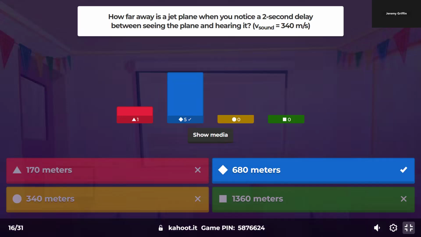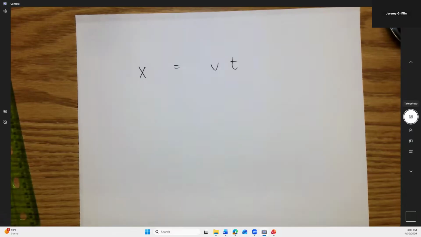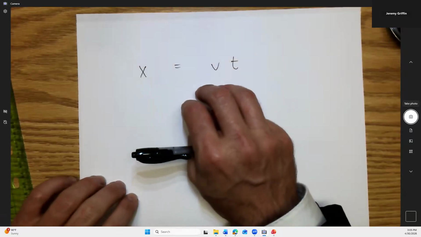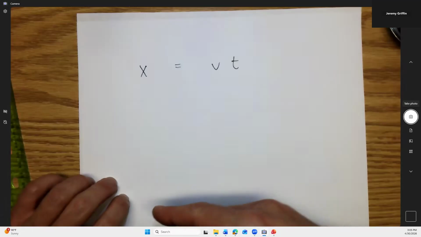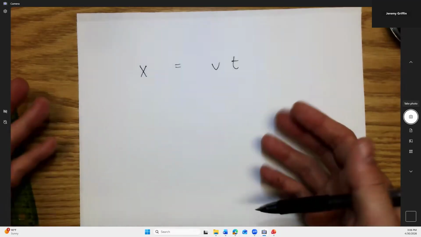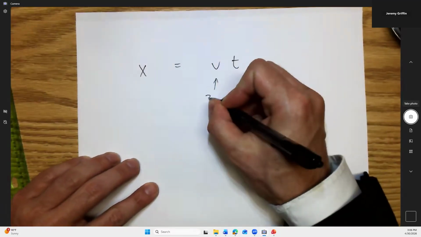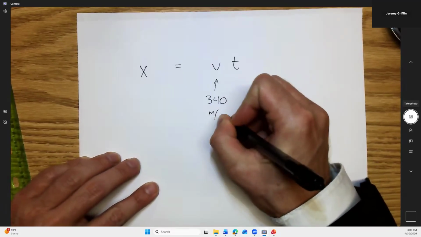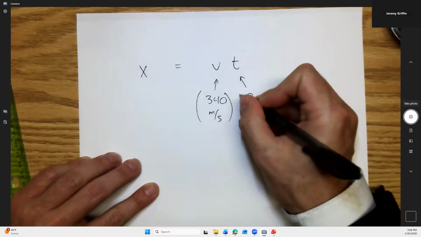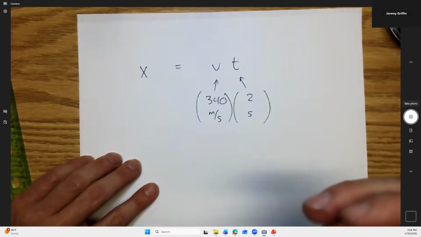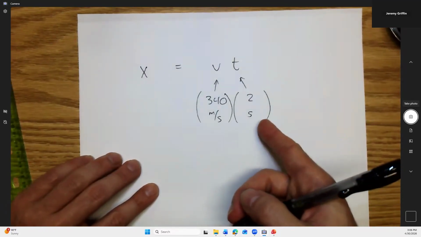I wish I changed the story on this a little bit because a more relevant story could be: you guys ever seen a flash of lightning and then you wait a few seconds and you hear the thunder? It's the exact same math because it's the same speed of sound, approximately 340 meters per second. We're seeing a 2 second time delay. Let's say you see a flash of lightning, you count one, two, and then bam, you hear the thunder.